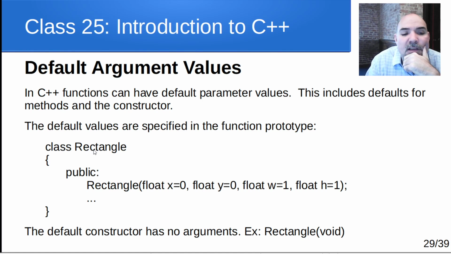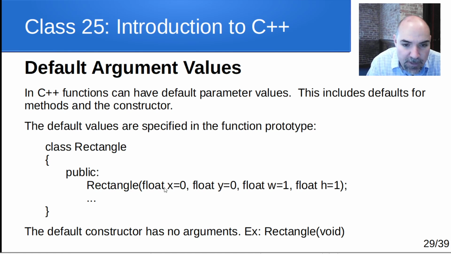So here's a class Rectangle. Inside of the public section, we would have this. In this case, this is the constructor. It's the same name as the class, so that's the constructor. But notice I can say float x and say the default value is 0, float y, default value is 0, float width, default value is 1. Could make that 0, make it whatever we want. Float h, default value is 1. So that way, when I call this with no arguments, it would adopt values of 0, 0, 1, 1 for those 4 things.